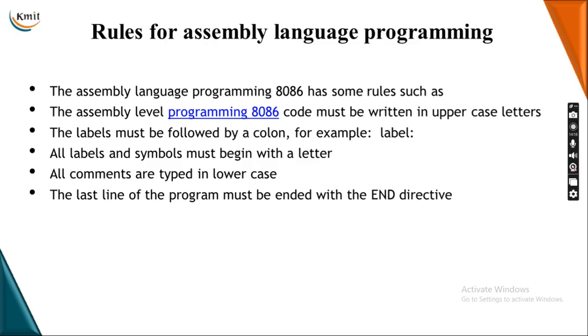Rules for assembly language programming we already discussed, but again just an overview. The code must be written in uppercase letters. All the words should be written in uppercase letters. The label must be followed by a colon, for example, label colon. All labels and symbols must begin with a letter. All comments are typed in lowercase. The last line of the program must end with the END directive.